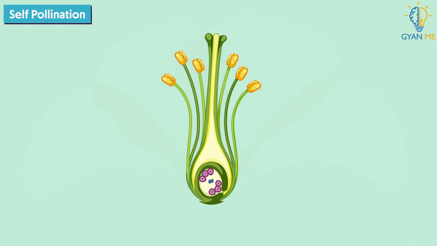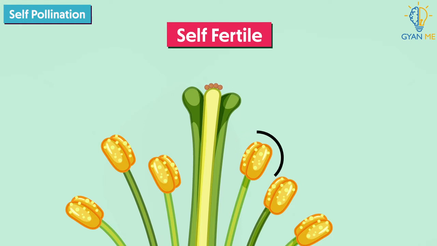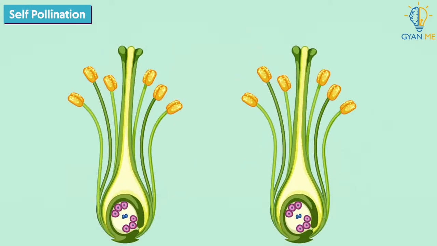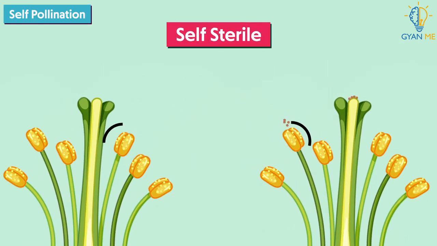Plants that can pollinate themselves and produce new offsprings are called self-fertile. That is, they can fertilize themselves. Plants that cannot fertilize by themselves are called self-sterile. They cannot reproduce by themselves.